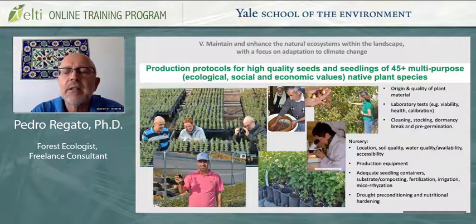selected, it's 45 plus because it's a live project, and every year we are increasing the number of species, but around 45, 50 multi-purpose native plant species with ecological, social, and economic value. And the project has developed production protocols for the first time, protocols that did not exist because these species were not produced in tree nurseries and used for restoration activity. So this is a major contribution of the project.